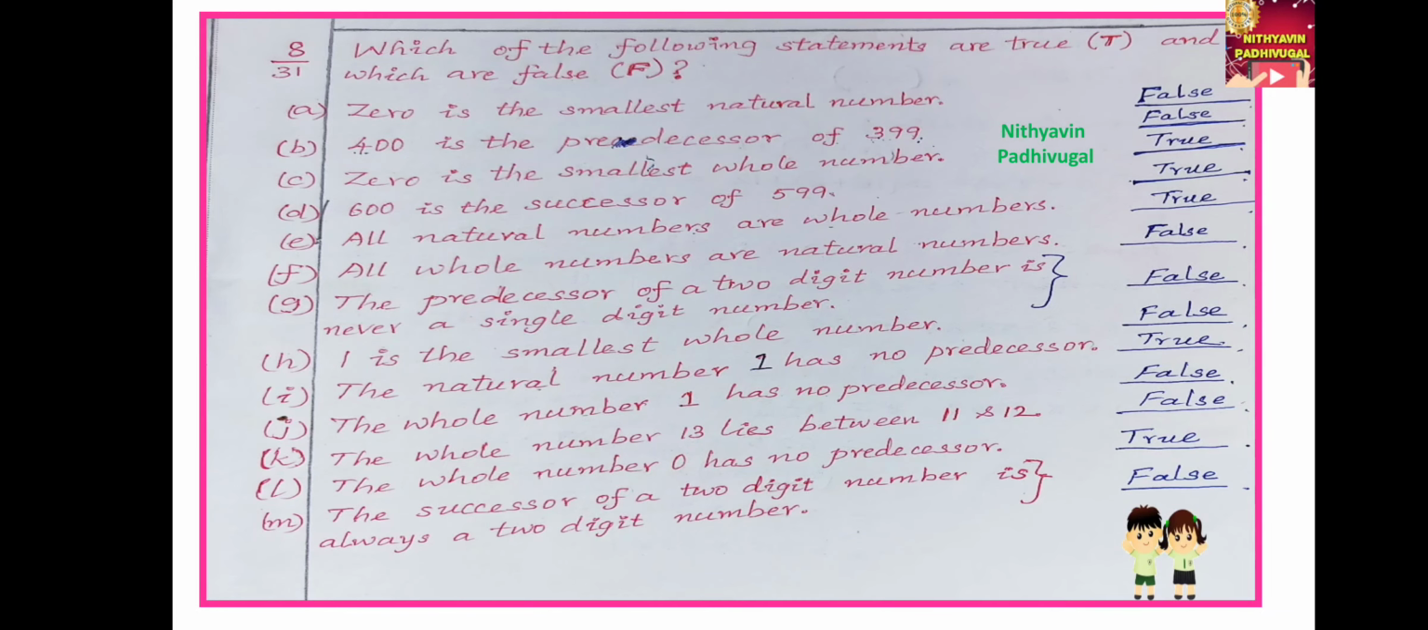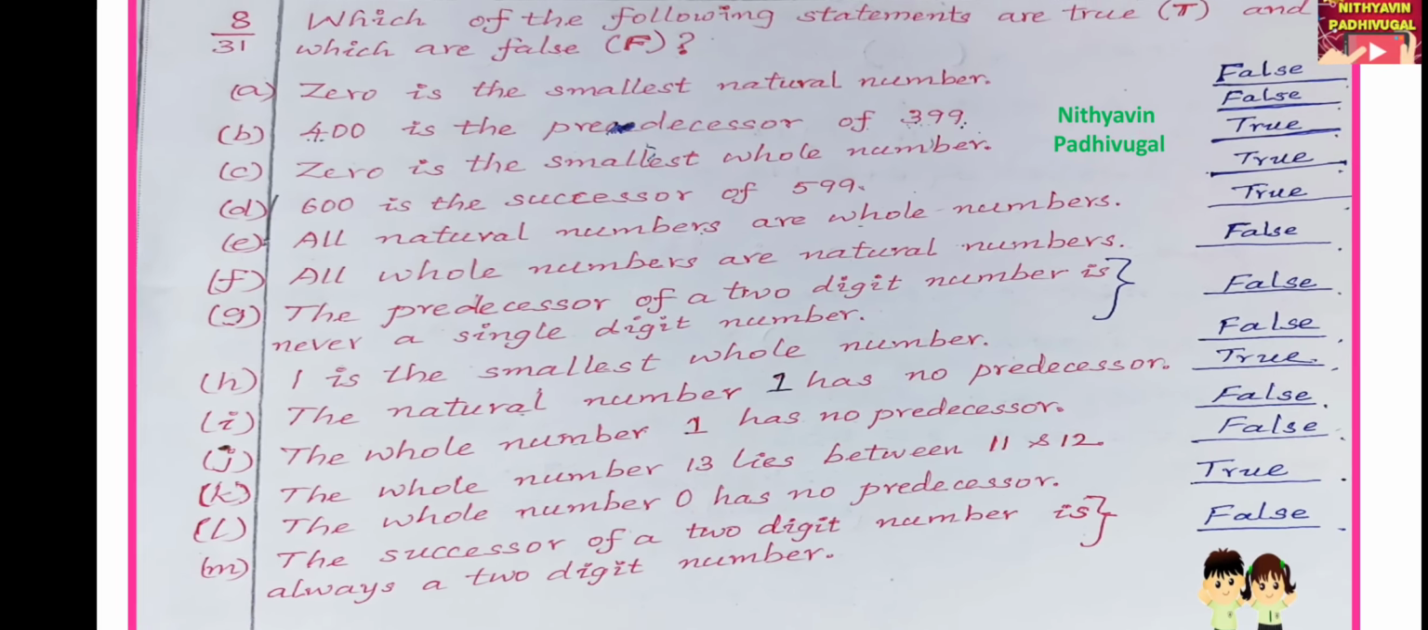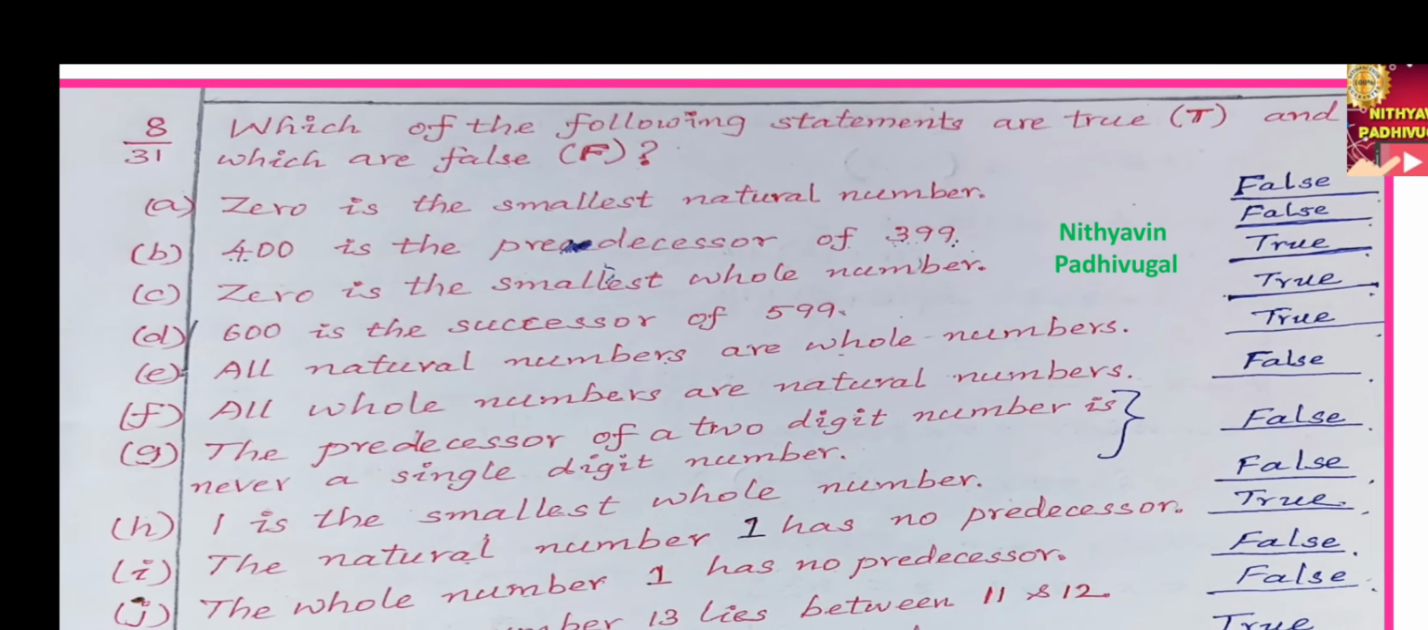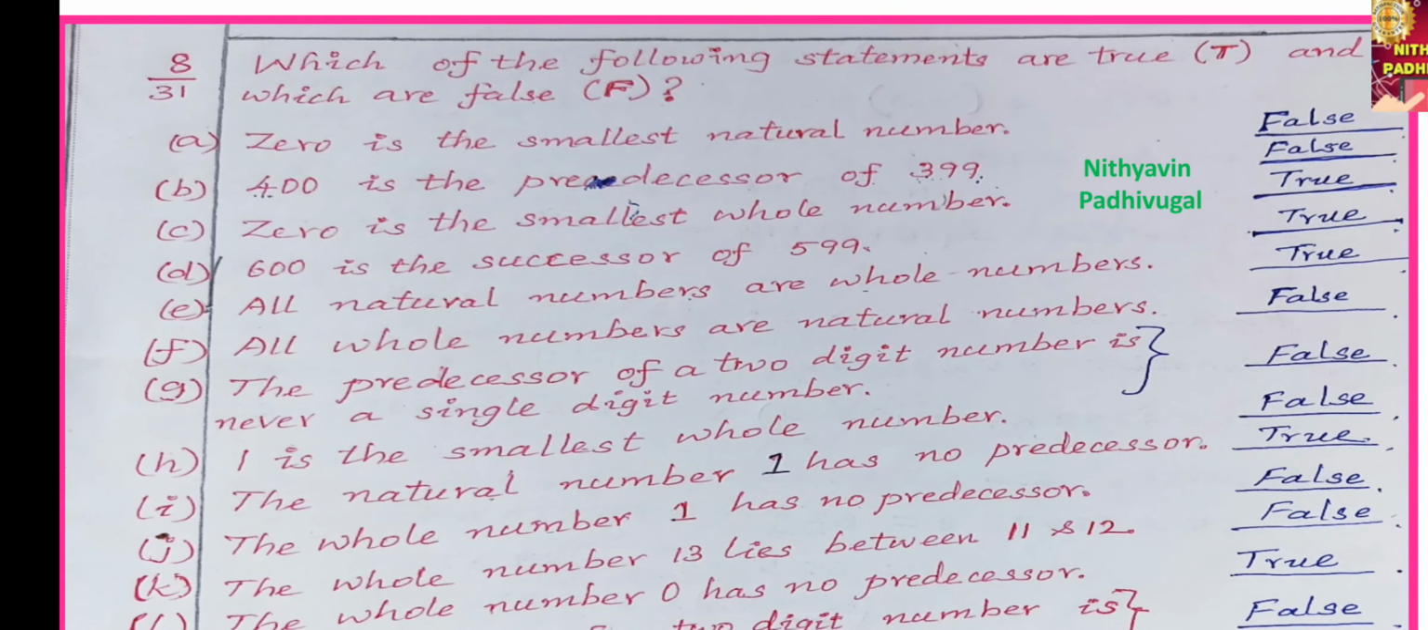See, we have a set of questions here. Which of the following statements are true and which are false? First one, 0 is the smallest natural number. False. Why? 0 is the smallest whole number. Natural numbers start with 1, right? So 1 is the smallest natural number, but it is given here 0 is the smallest natural number. So false.